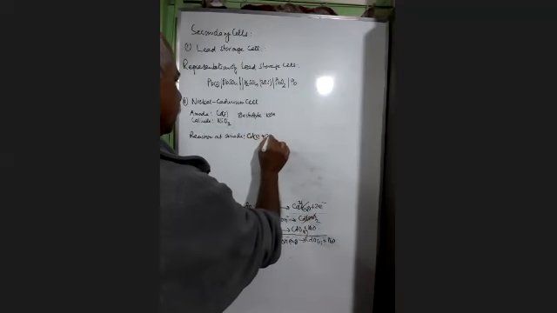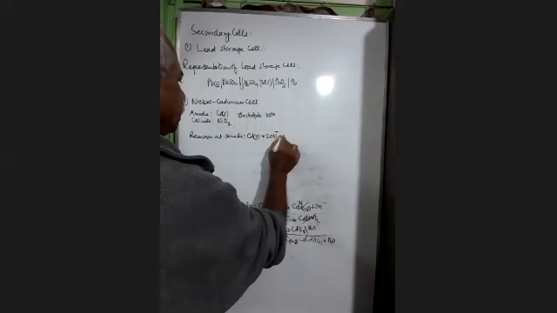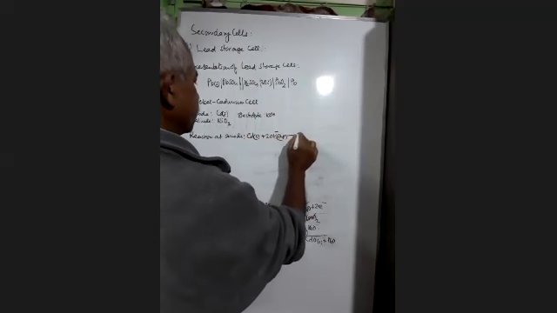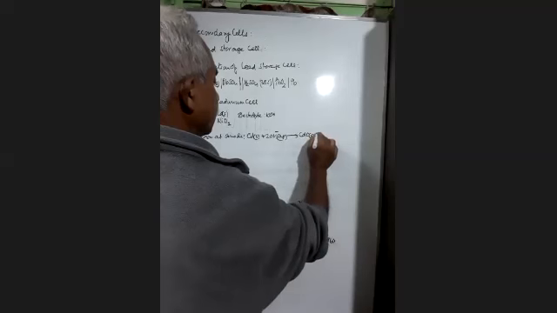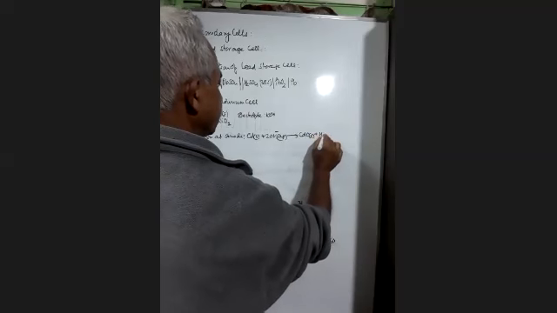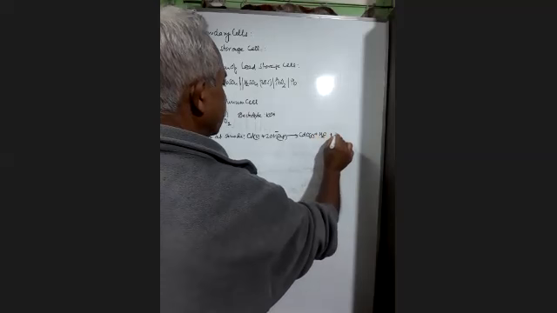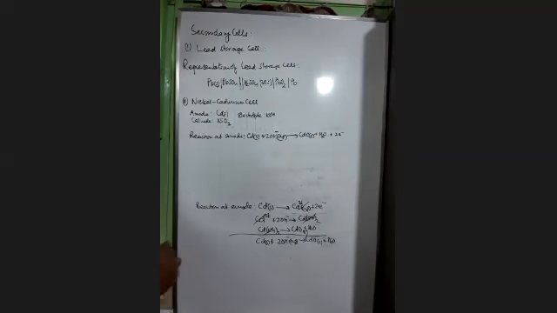So I'll write now here cadmium plus 2OH aqueous will give you cadmium oxide plus H2O plus 2 electrons.